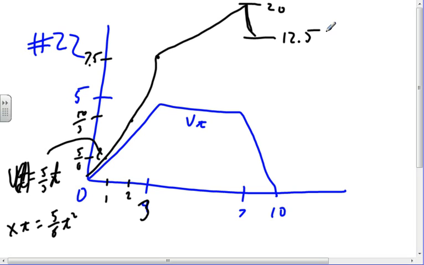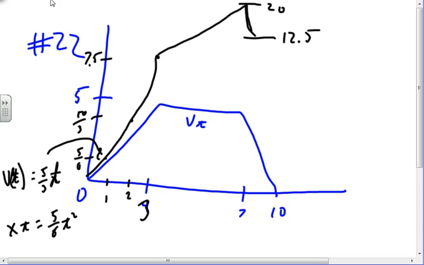Okay, 41. What does it say in front of the 5 over 3 t right there? That's v of t. Yeah, the velocity. The velocity for that portion of the curve is equal to the slope times time. And the y-intercept is 0, so that's why there's nothing else there.